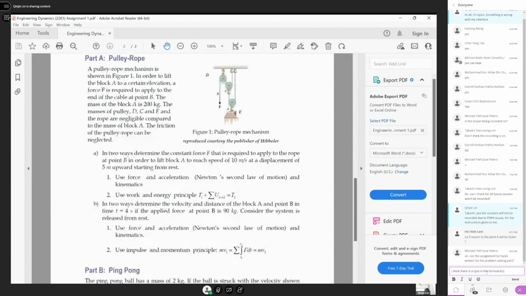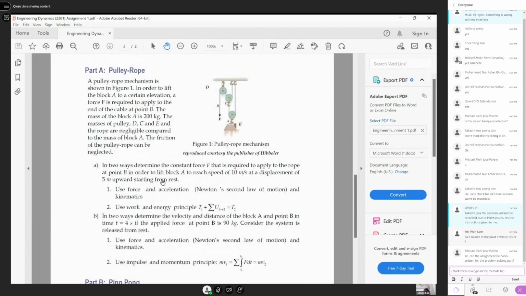Part A, in two ways, determine the constant force F that is required to apply to the rope at point B in order to lift the block A to reach a speed of 10 meters per second and a displacement of 5 meters upward from rest. So imagine they are in this setup already, to raise this block A by 5 meters upwards, and at the point where it reaches 5 meters, it must achieve this 10 meters per second. What must you apply at B to achieve that? That's what part A is trying to ask you to solve.